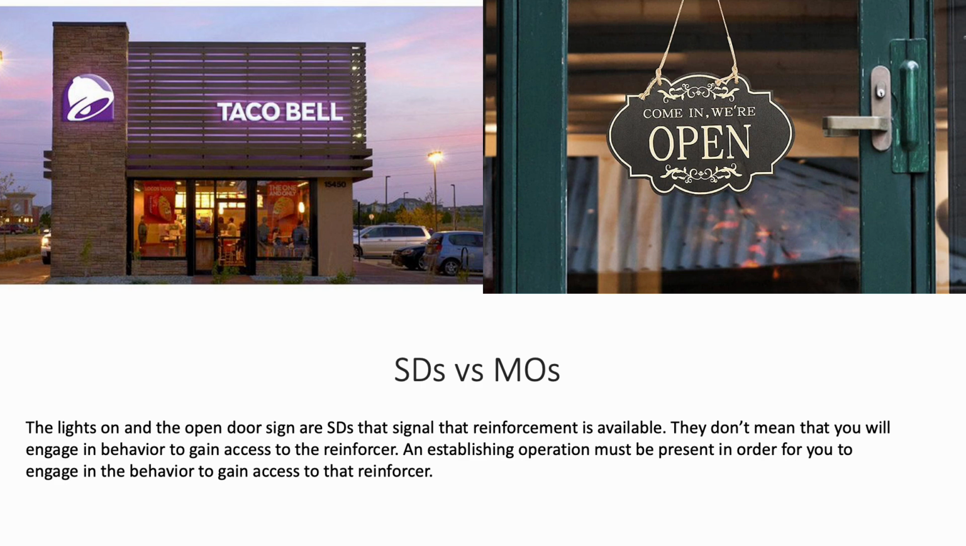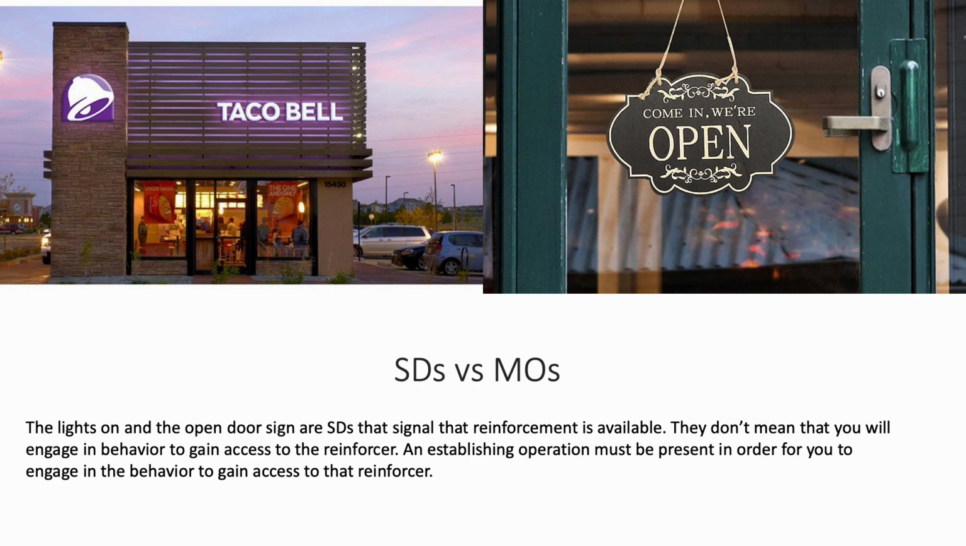An easy example of this is when we're hungry. Let's say that I am hungry and I drive by a Taco Bell and I see that the lights for the Taco Bell are on. Those lights of the Taco Bell being on function as an SD. They signal to me that Taco Bell is open and that I can go inside and I can purchase some food. Now, every time I drive by a Taco Bell, I don't go inside and I don't purchase food.